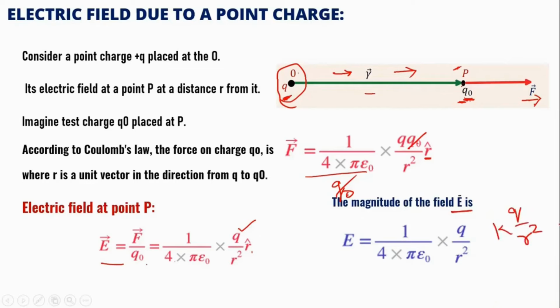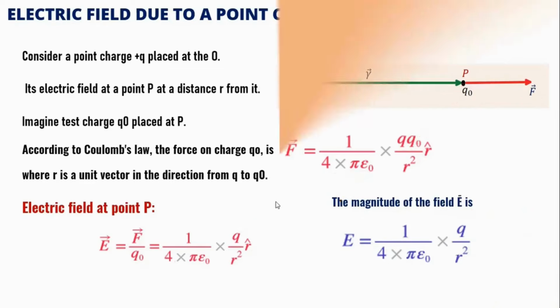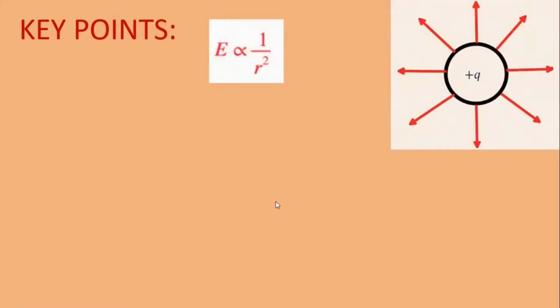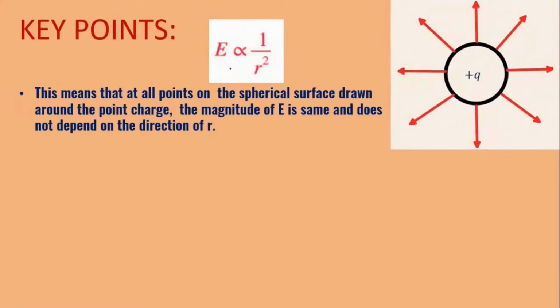That means it varies inversely with R square. Next, we will try to understand certain key points. What are the key points? As we have seen, the electric field varies inversely as R square. That means at all points on the spherical surface drawn around the point charge, the magnitude of E is the same.